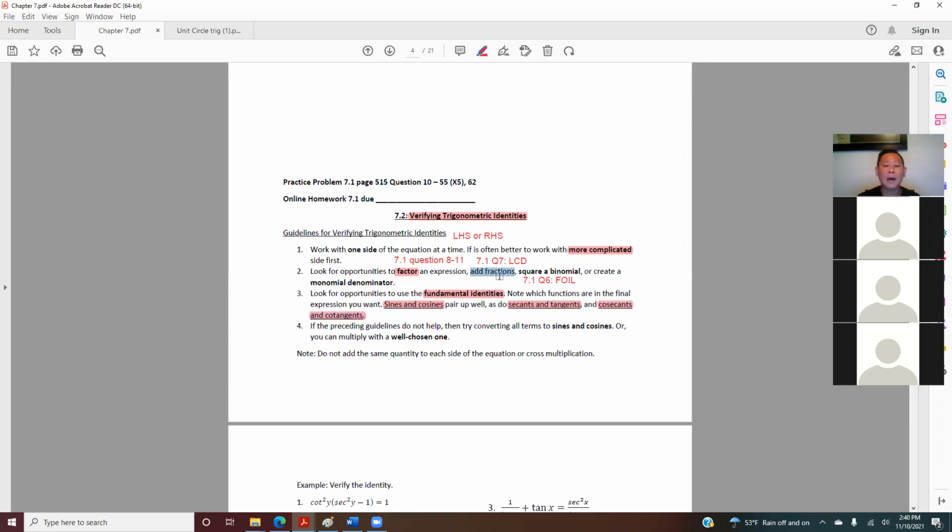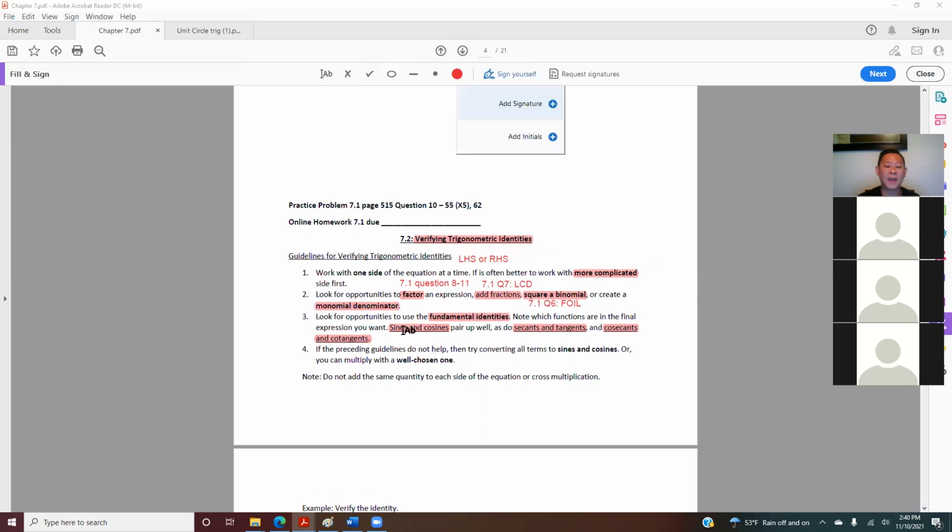The reason we are pairing these up really well is because of your Pythagorean identity. If you look at your fundamental identity, sine squared plus cosine squared equals 1. That's why sine and cosine pair up really well. 1 plus tangent squared equals secant squared. That's why these pair well. And then 1 plus cotangent squared equals cosecant squared. So this is all paired up really well because of the Pythagorean identity.